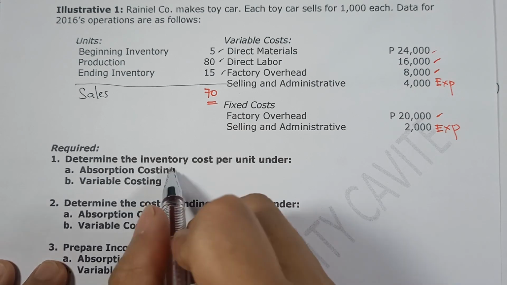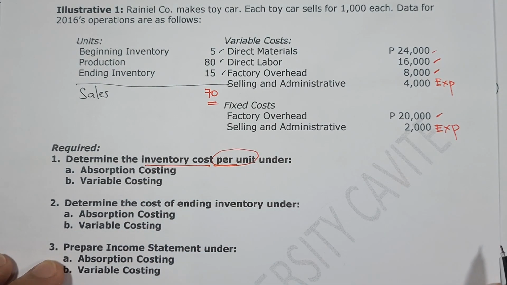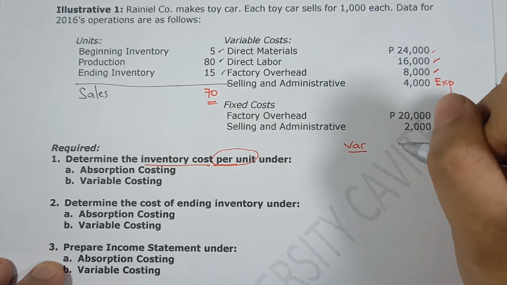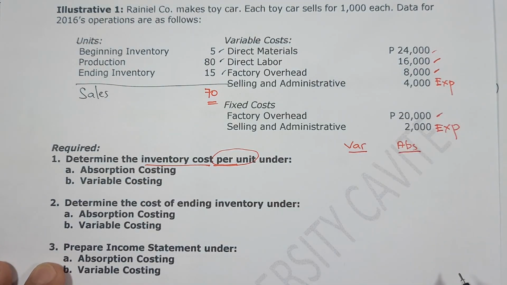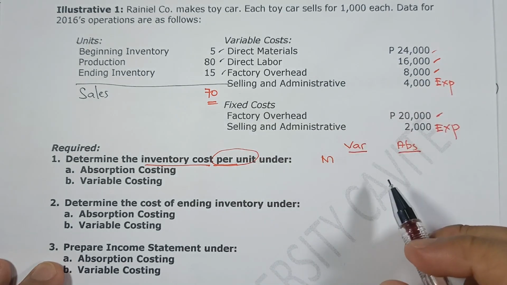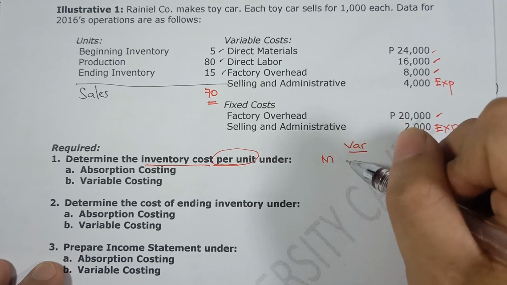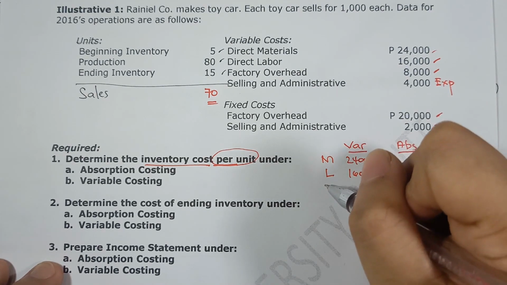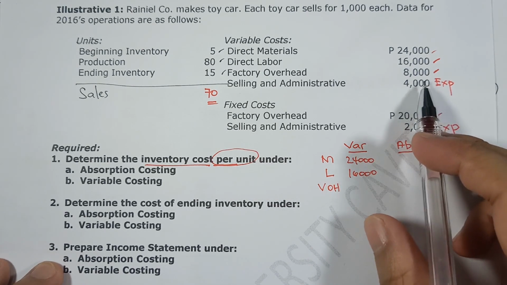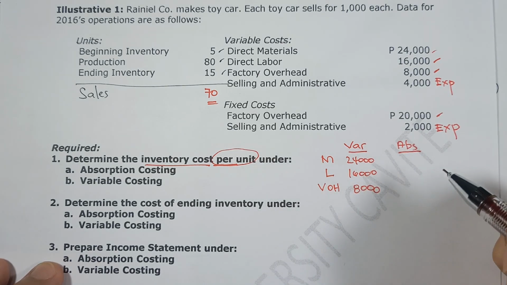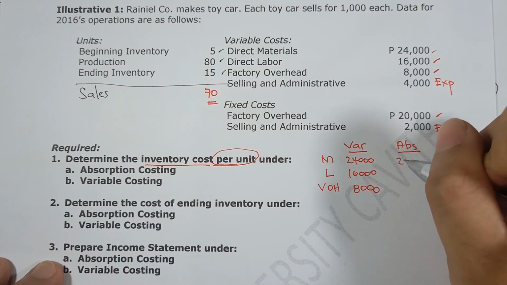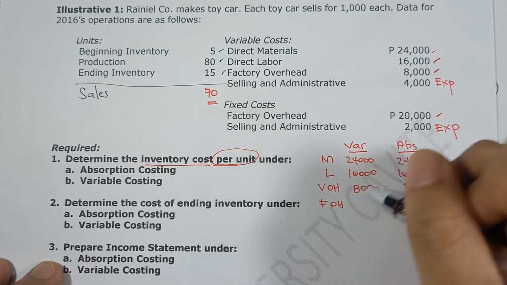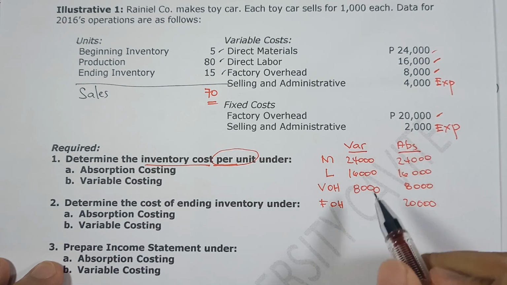So, requirement number 1, determine the inventory cost, but take note, per unit, under absorption and variable costing. So, para makompute yun, kailangan lang muna nating makuha yung ating total manufacturing cost or total product cost under the two methods. Under variable costing, ang ating product cost is equal to the materials of 24,000 plus labor, which is equal to 16,000, then plus variable overhead, which is equal to 8,000 pesos. While under absorption, apat ang laman ng product cost natin: material na 24,000, labor na 16,000, variable overhead na 8,000, last will be the fixed overhead, which is equal to 20,000. And once again, yun yung pinagkaiba nilang dalawa.